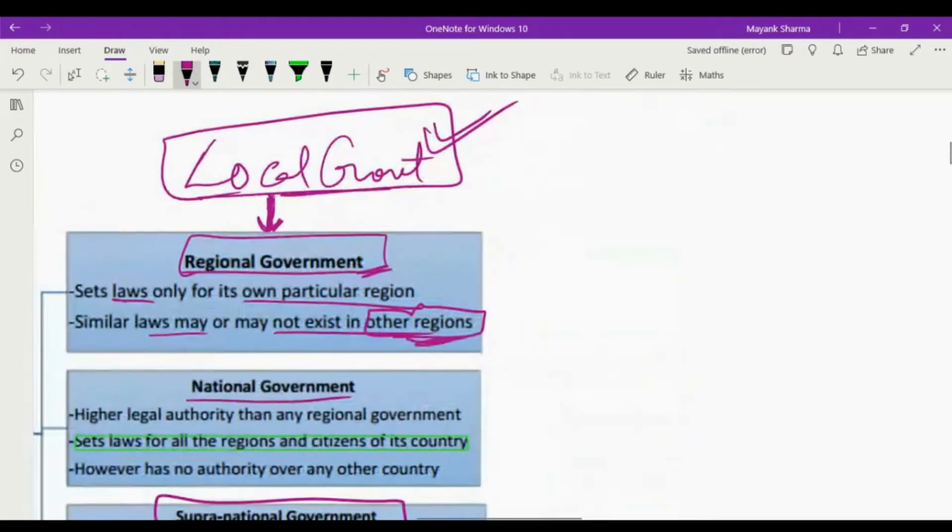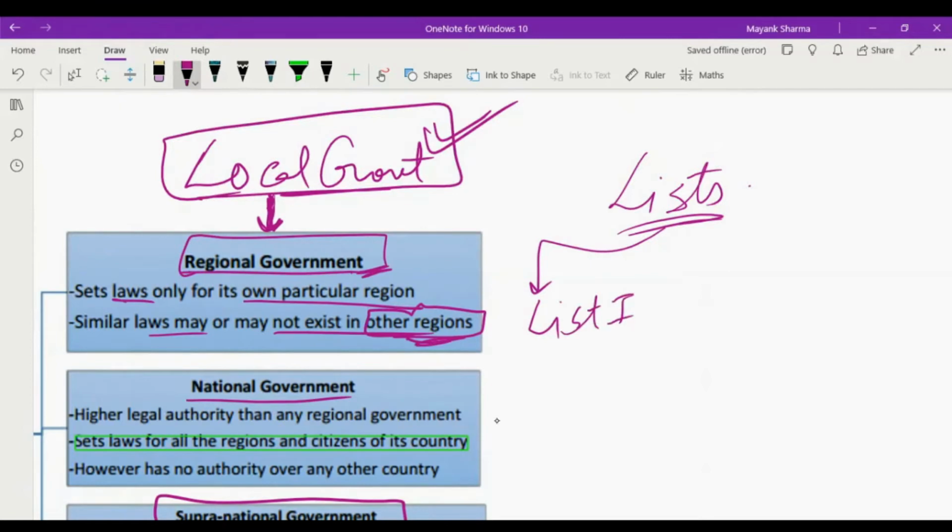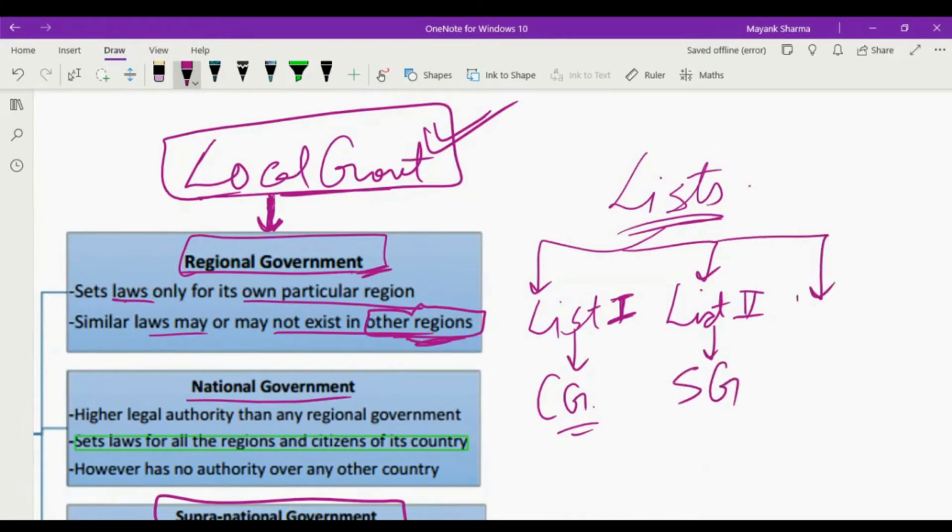In India, we follow the system of lists. In the 7th Schedule of the Constitution, we have 3 lists. List 1 incorporates all those items on which the central government will make laws. List 2 incorporates all those items on which the state government will make laws, and List 3 is the concurrent list on which both the center and state governments have the power to make laws.